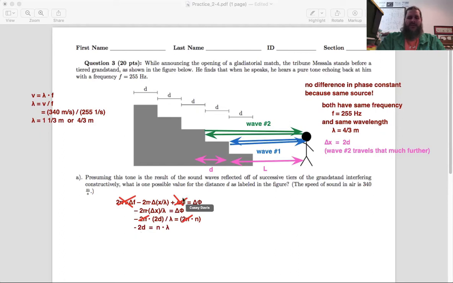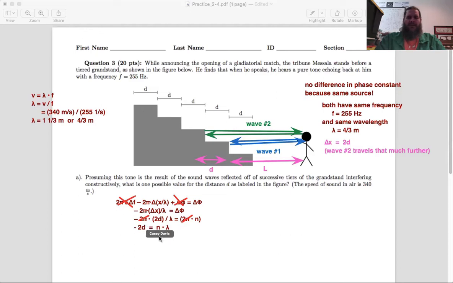There's no phase shift difference, no frequency difference. If the only difference is how far the waves are traveling, then you get constructive interference when that path length difference is a whole number of wavelengths. So that can often be a useful shortcut. If you know there's no frequency difference, no phase shift difference, if the only difference between the two waves is how far they're traveling, then constructive interference is always going to mean whole number of wavelengths offset.